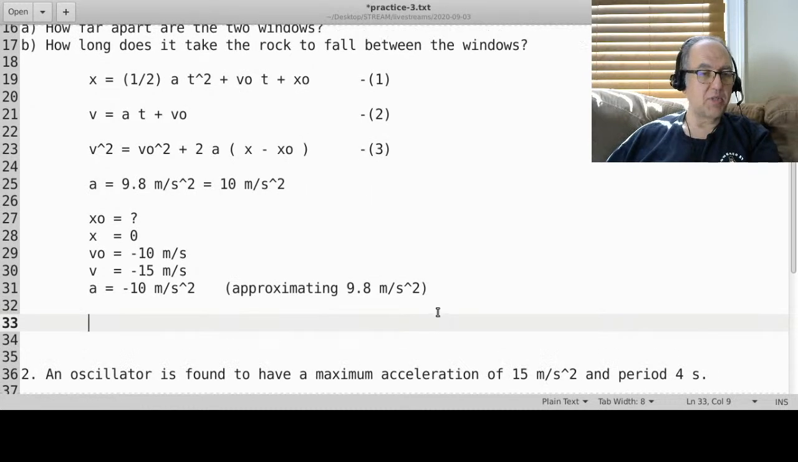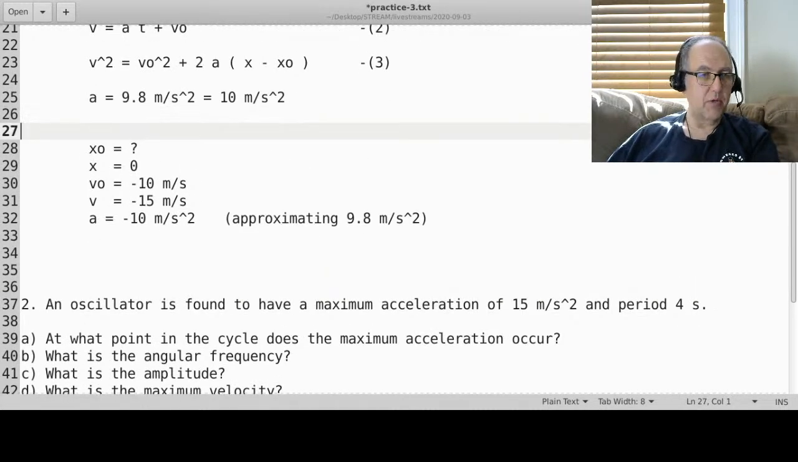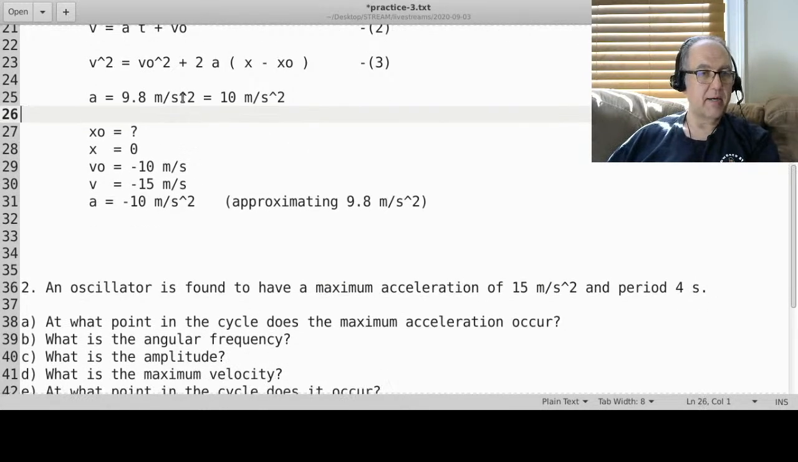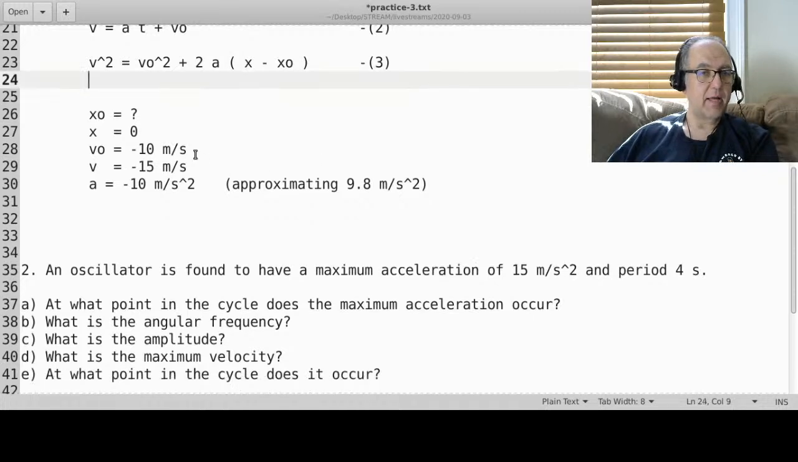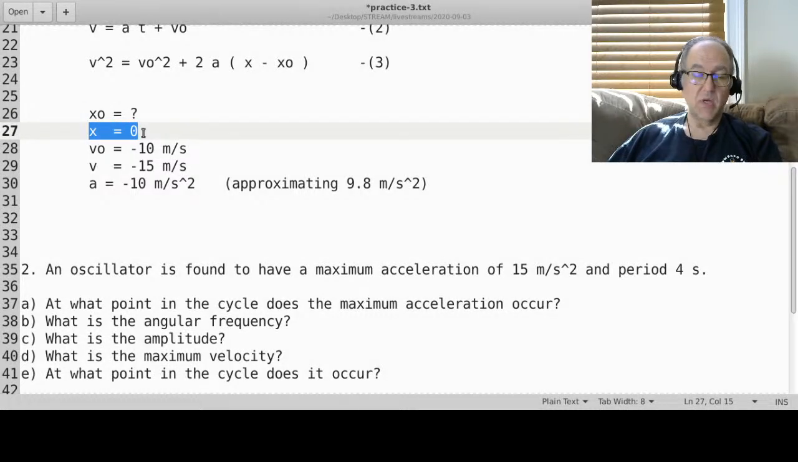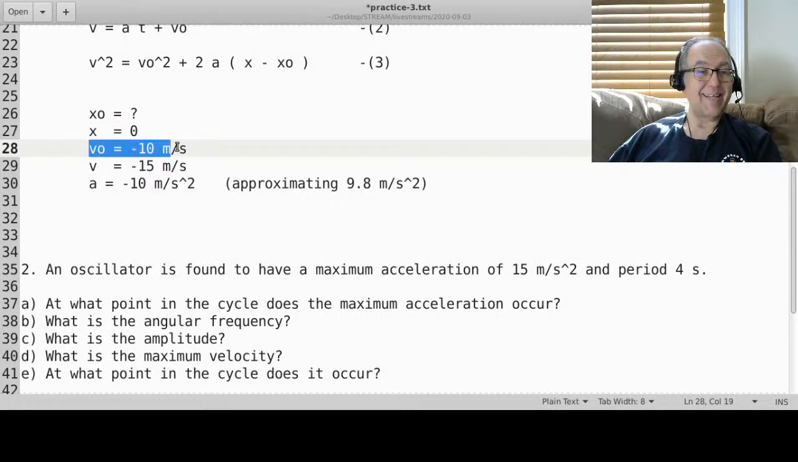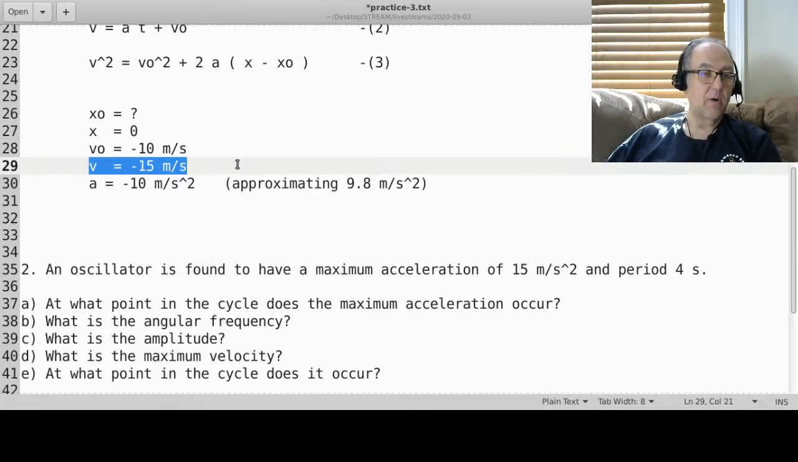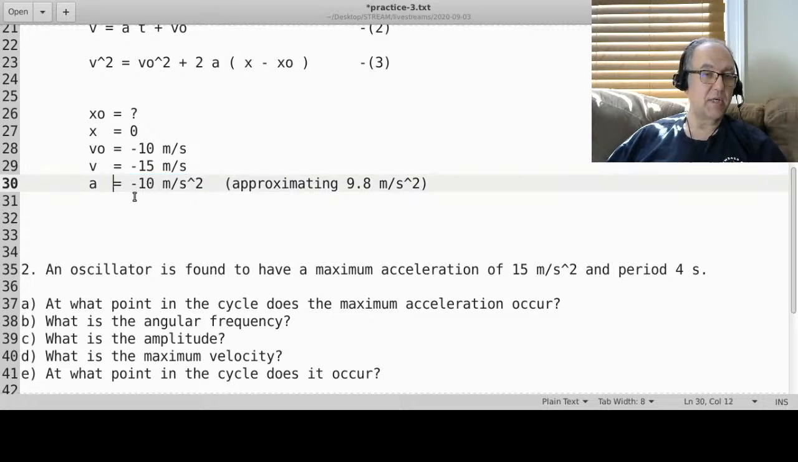And I'm sure you guys are writing this down, so I'll actually go slowly. I know that cut and paste was pretty fast, but let me get rid of this. You don't need that. Okay, so we had that x naught was unknown. We have that x was equal to 0 from the diagram. We had that the initial velocity v naught was negative 10 meters per second. We had that the final velocity was negative 15 meters per second. We have that the acceleration was negative 10 meters per second squared, approximating the 9.8.